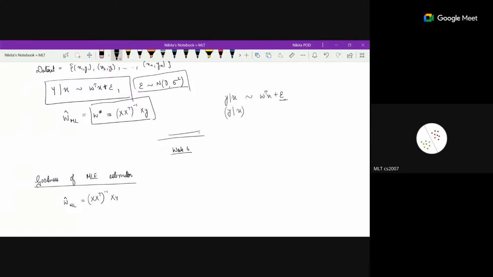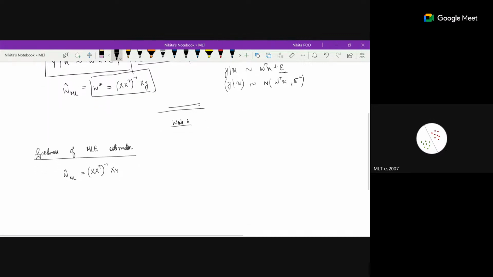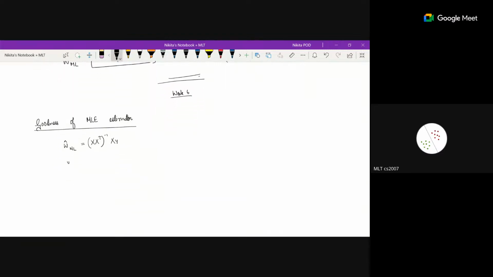Epsilon is a normal distribution. So what should be the distribution of y given x? Any guesses? Normal with mean W transpose x, and variance stays the same, which is sigma square. So this is what we get: y given x follows a normal distribution with mean W transpose x and variance sigma square.